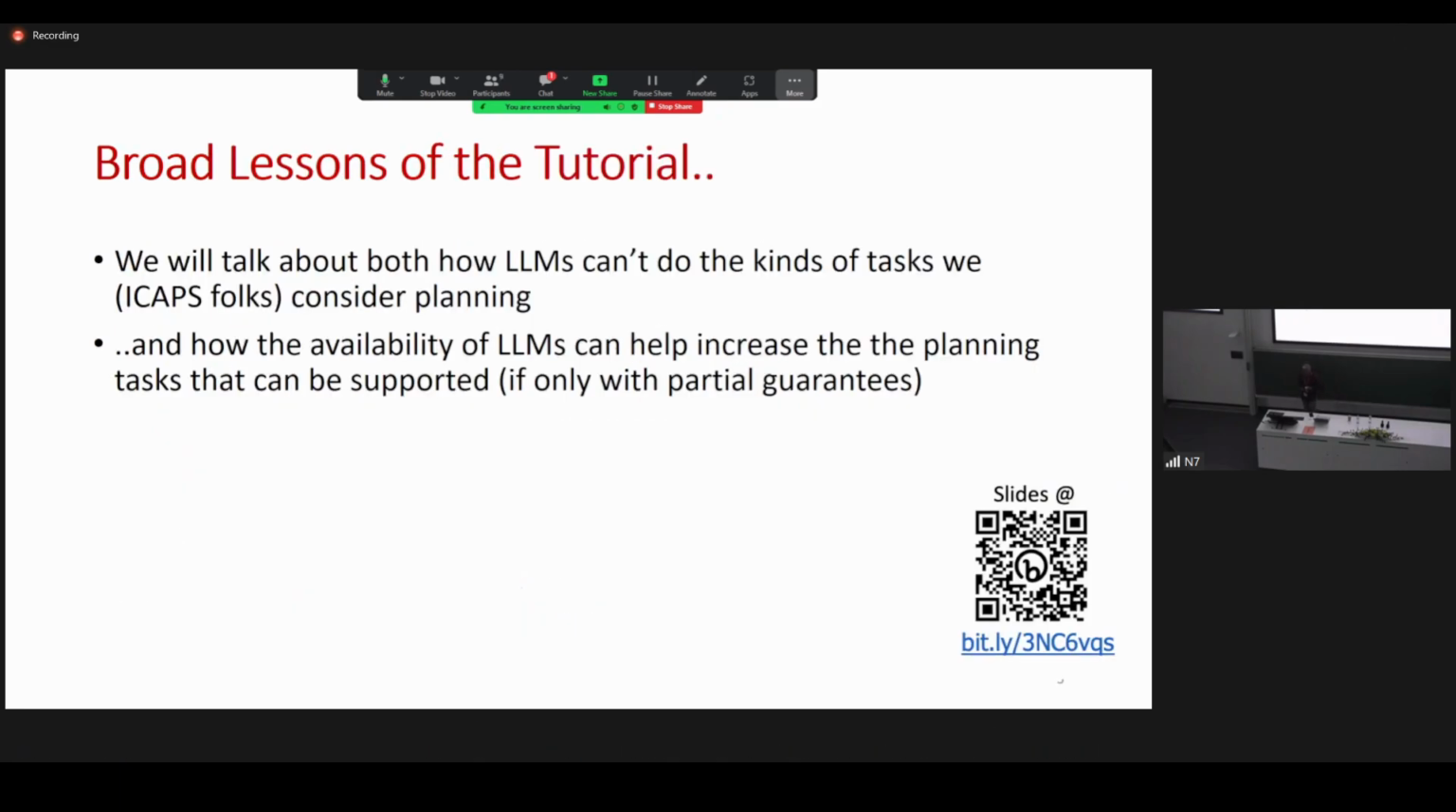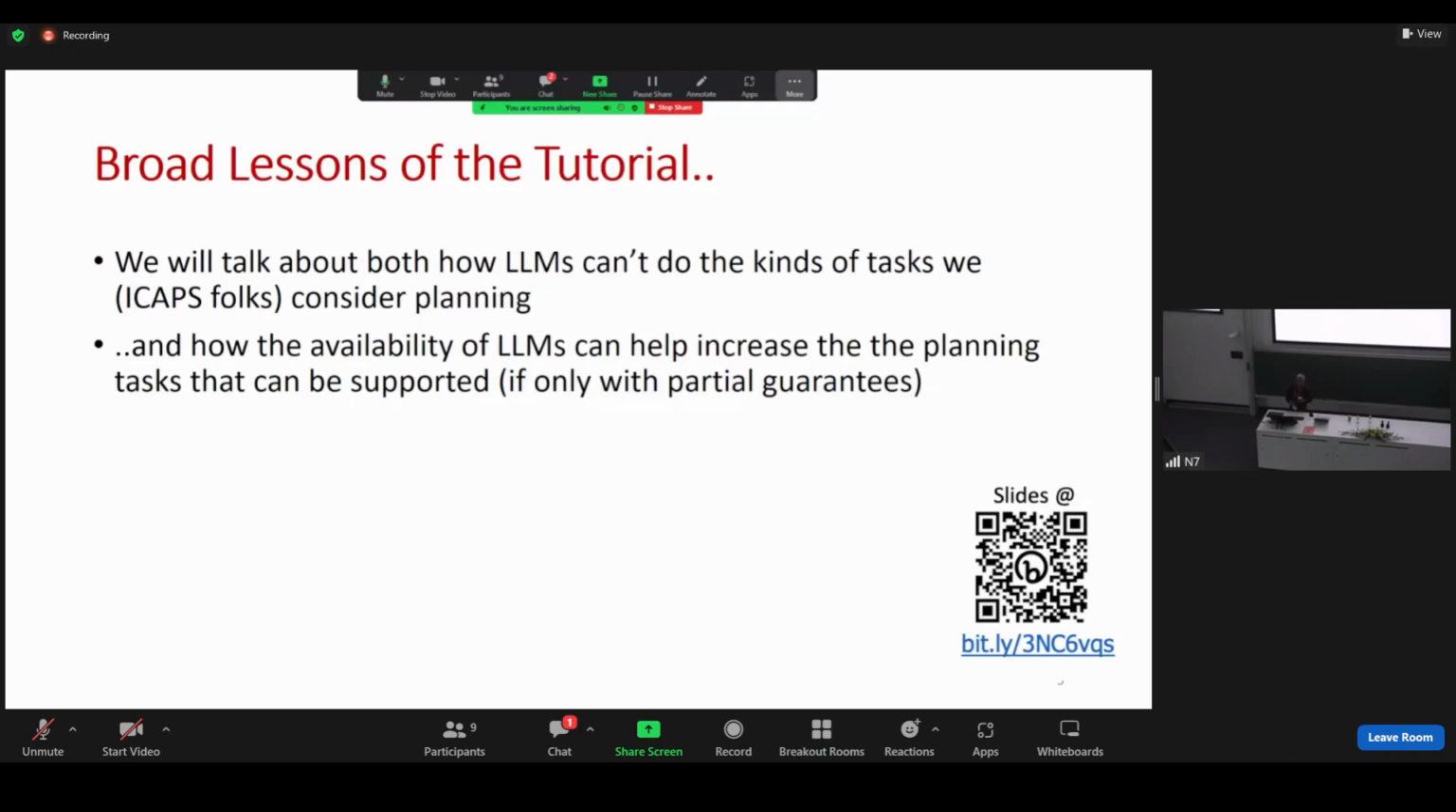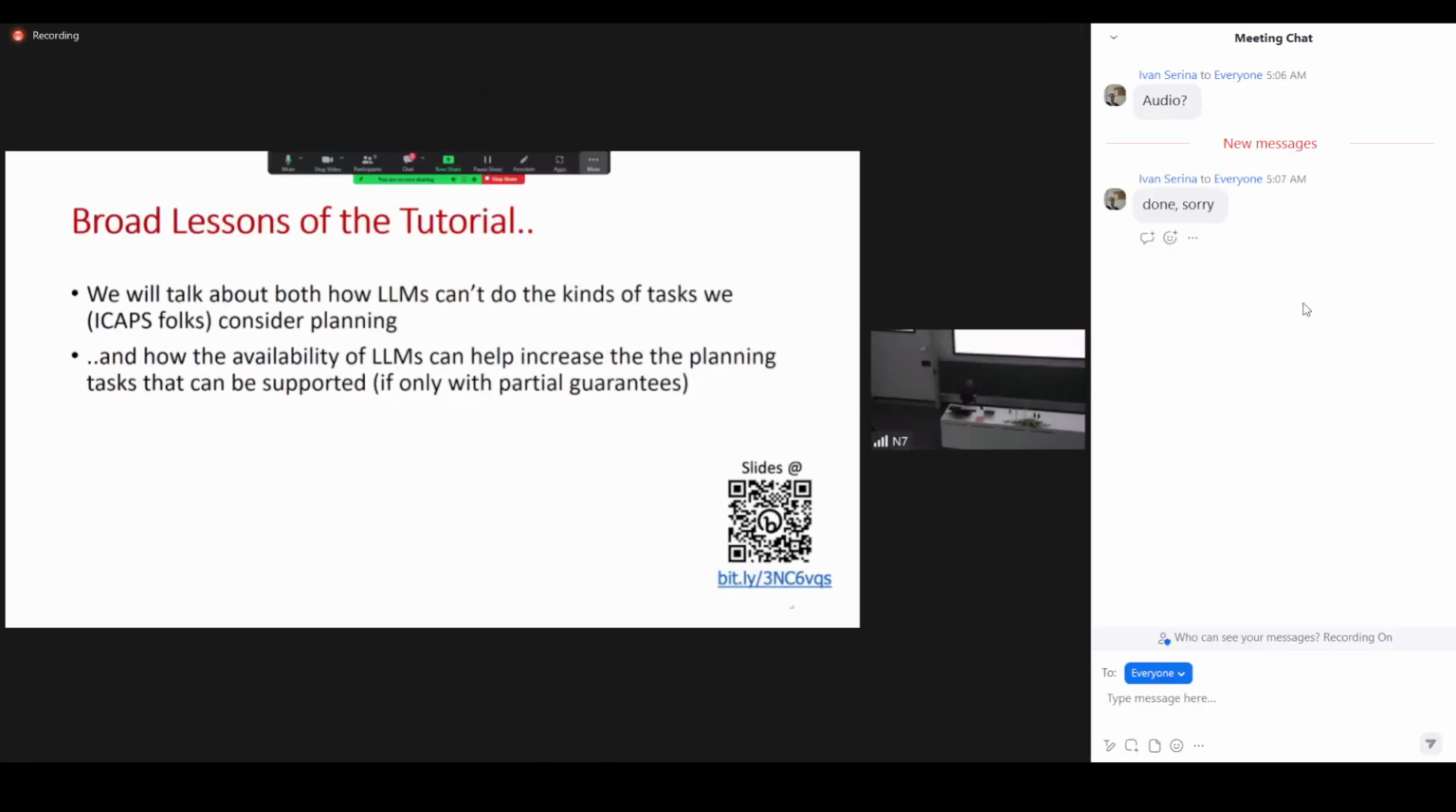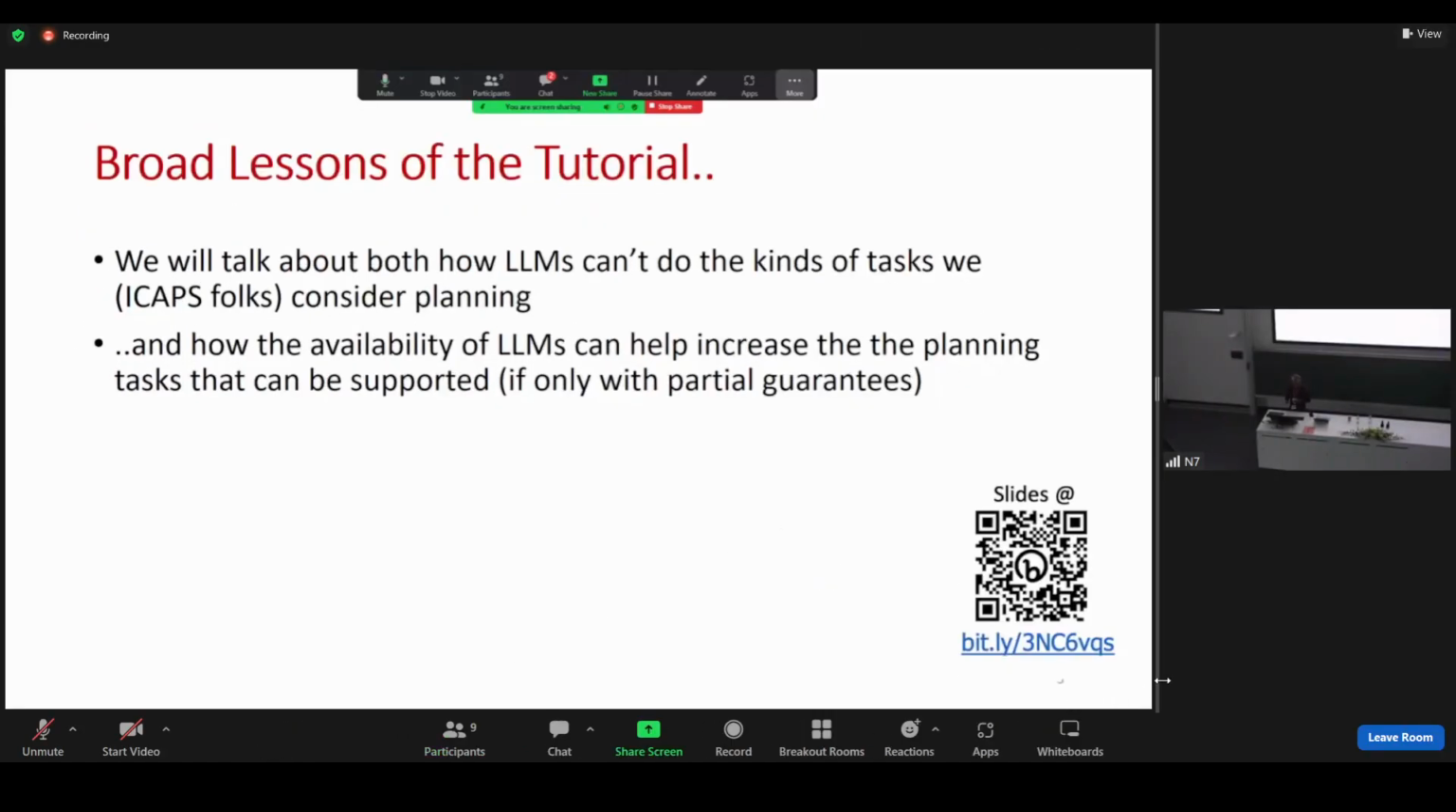So the broad lessons of the tutorial, if you want to just remember this, is that we'll talk about how large language models cannot do the kind of tasks that ICAPS folks would consider planning. It's worthwhile understanding, and I'll show you the proof of that. And yet, the fact that LLMs are available can change how you look at planning even in the ICAPS community. I know that there is no such thing as an ICAPS community, but I'm just looking at these people who show up to these conferences and write papers there. So it's worthwhile understanding that LLMs can't do certain kinds of planning tasks, especially what we consider planning. And then that LLMs' availability will help increase the planning tasks that can be supported by us.